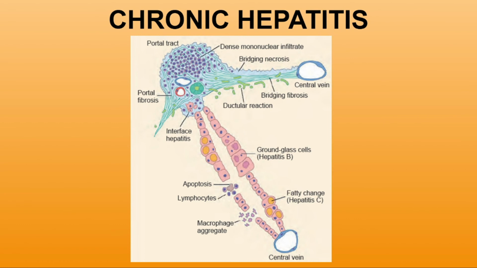So, in chronic hepatitis, there is a ground glass appearance of the hepatocytes. Now, why are these cells known as ground glass cells? Because under the light microscope, such liver cells have eosinophilic granular and glassy cytoplasm. Because of the glassy cytoplasm, they are known as ground glass cells, caused by the hepatitis B virus. Now over here you will also see the apoptosis, and you will find the lymphocytes and macrophages also. Also fatty changes by the hepatitis C virus. So these were the important pathological features in chronic hepatitis.